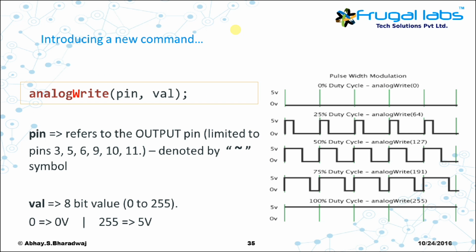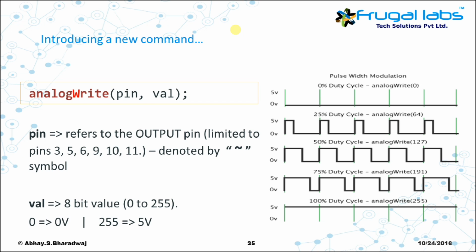So I'll be introducing you to a new command. The new command is called analogWrite. analogWrite is an Arduino function that has two parameters, the pin and the value. Pin refers to the output pin, and for analogWrite, the pin is limited to pins 3, 5, 6, 9, 10, and 11. These pins are denoted by the tilde symbol on the board. The value is the 8-bit value that you can pass.